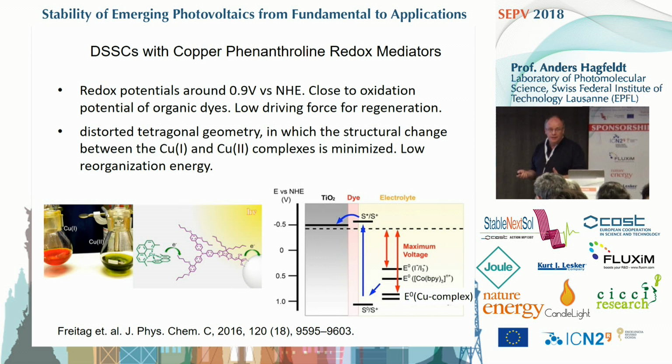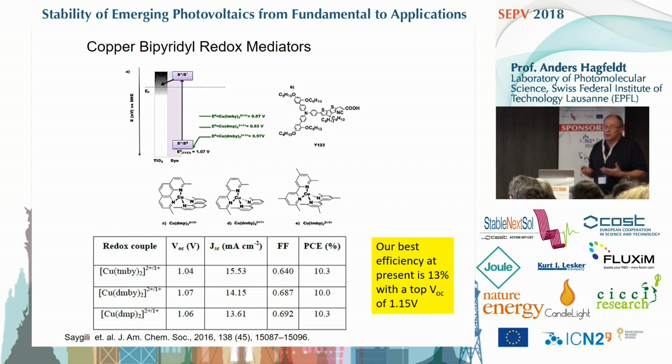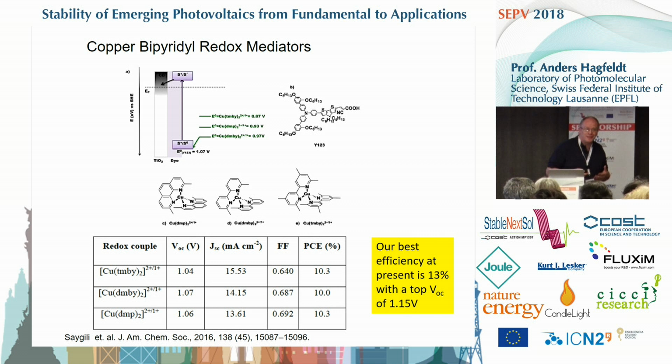Here is a publication where we show 10% efficiency, but the important thing here is the voltage. We have more than 1 volt now for dye-sensitized cells, and our latest results based on similar organic dyes and similar copper complexes, phenanthroline ligands, is around 13% efficiency, and the voltage is our best at 1.15 volt at the best. So we are in a way competing with the perovskite now on the voltage side at least. So that's a little bit of fun.